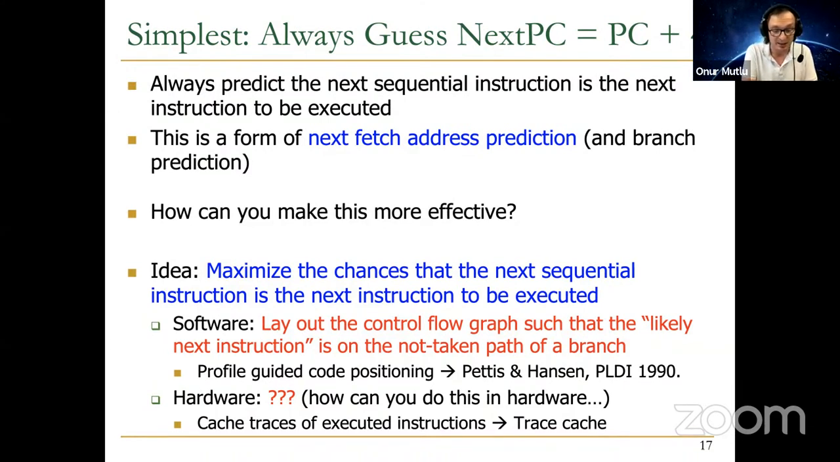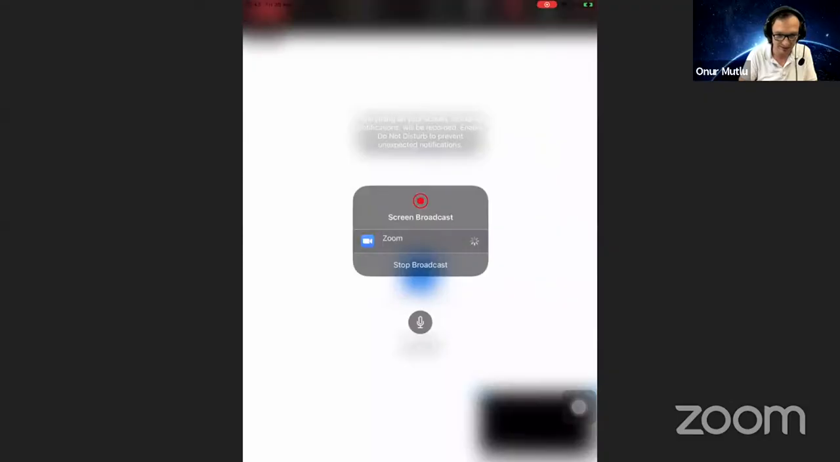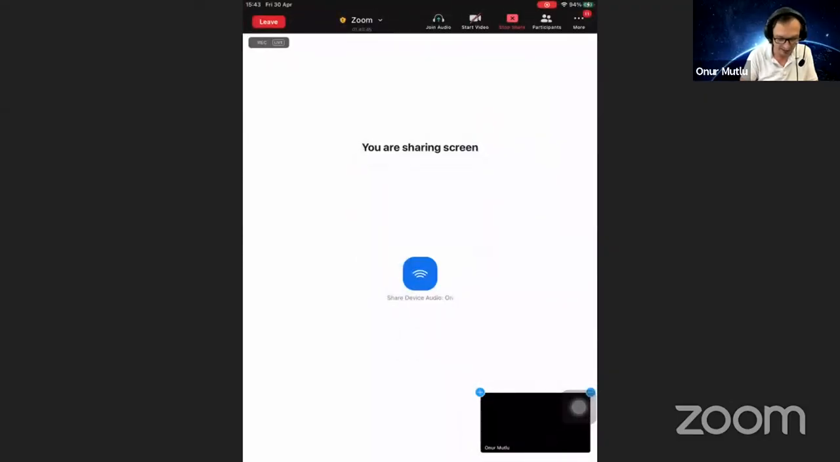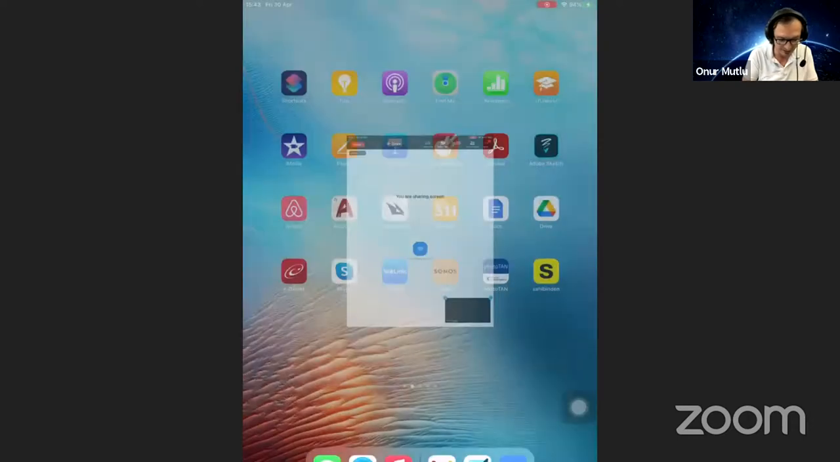But basically, let me go back to the screen sharing. If I can do this, I'll stop share. Unfortunately, I have to stop share. I don't know why. Start broadcast. Let's see if it's working. Okay, it's kind of working. I'm going to use the same example that I used earlier over here.